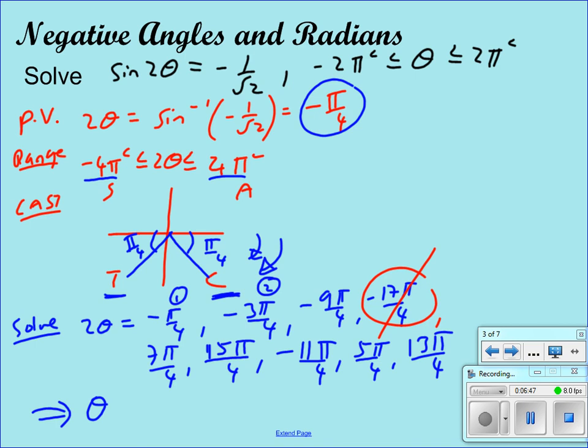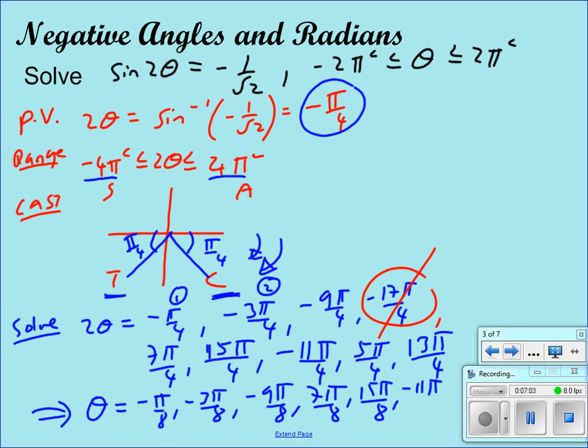So the final solutions are theta equals minus pi over 8, minus 3 pi over 8, minus 9 pi over 8, 7 pi over 8, 15 pi over 8, minus 11 pi over 8, and 13 pi over 8. So a lot of solutions. These are all in radians, so we need a little c in there. Okay, that's that one done.